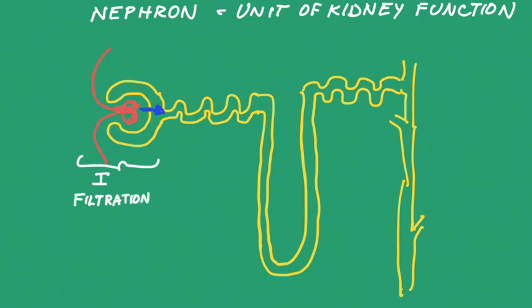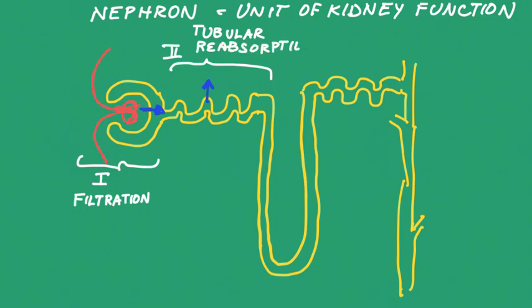The next stage of urine formation is the movement of molecules from the PCT to the peritubular capillaries. This is called tubular reabsorption. Tubular reabsorption occurs in many parts of the nephron, but the majority of it takes place in the PCT.